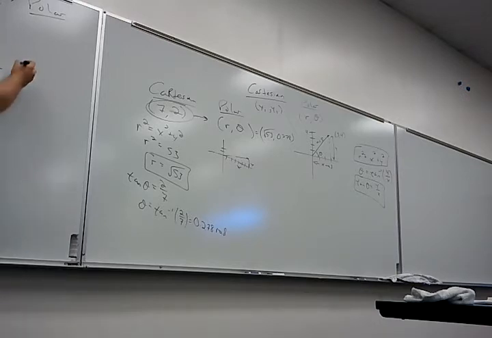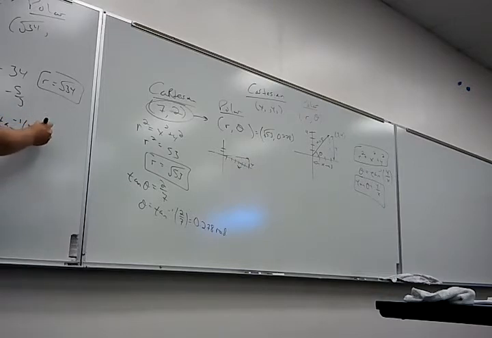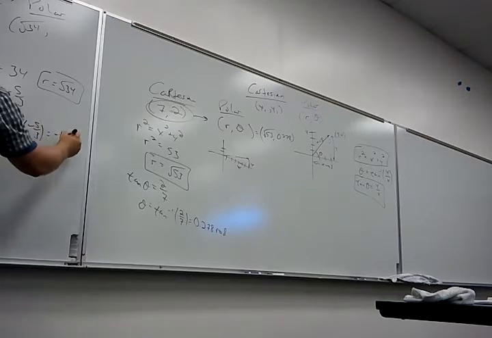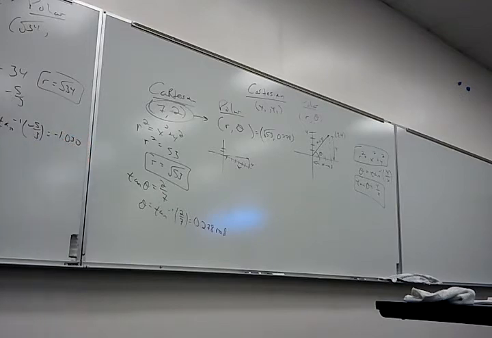So r squared would be 9 plus 25, 34. So r is the square root of 34. Cool. Tangent theta has to be negative 5/3, right? Y over x. So what do you get for theta? Negative 1.030. Negative 1.030. Okay.